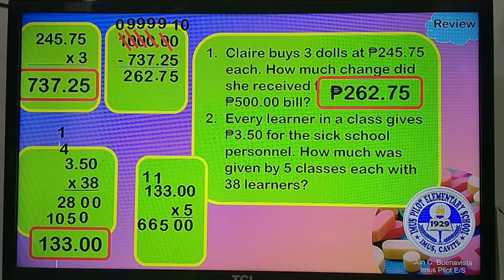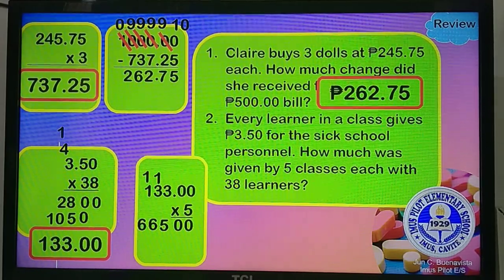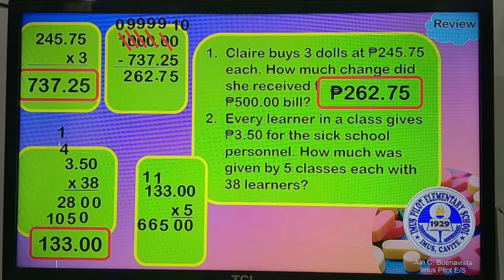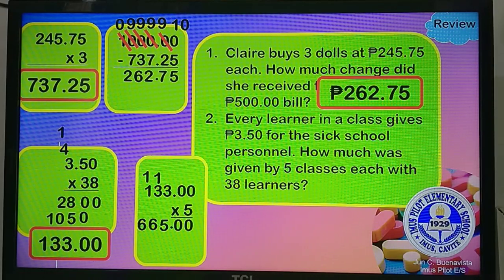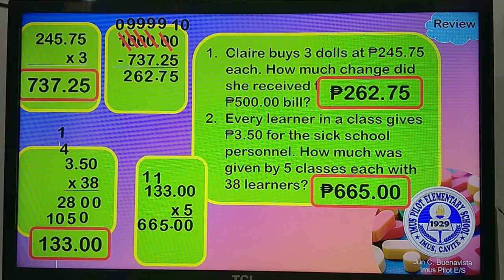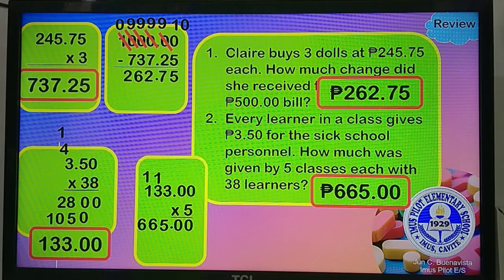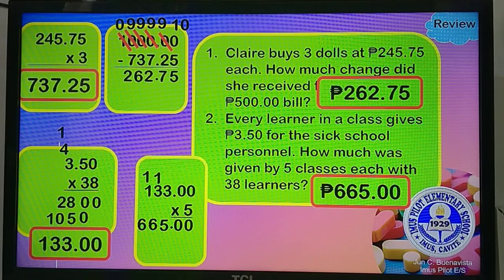Now, we have 2 decimal places in our factor. That is why we also have 2 decimal places in our product. So, we put the decimal point between 5 and 0. So, the amount collected or given by the 5 classes to the 6 school personnel is 665 pesos. So that is the answer for the number 1 and 2 problem in our quiz last week.